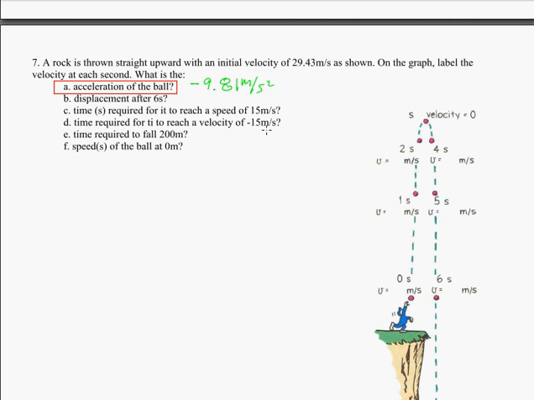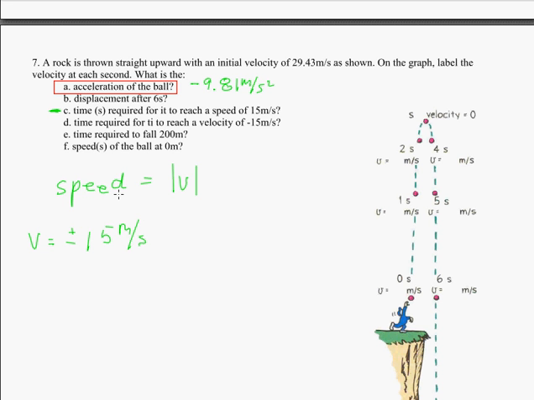Okay, so let's do a couple of these that are pretty critical. Let's do C. Now, C is actually a significantly tough one because it involves speed. So remember, guys, speed equals the absolute value of velocity. So it says a speed of 15 meters per second. So that means velocity can, in fact, equal plus or minus 15.